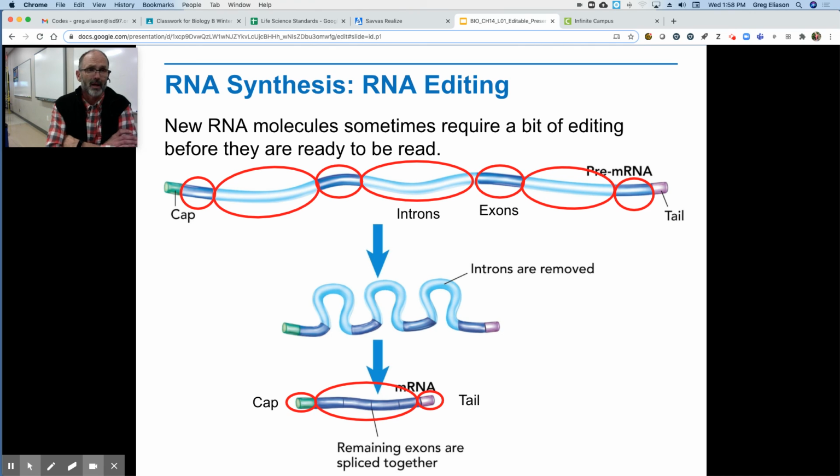RNA is really the deal, right? Because the DNA holds all the code, but in order to get the code out, you have to have RNA. So messenger RNA is a big deal.